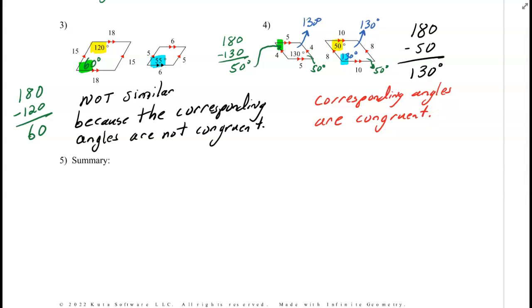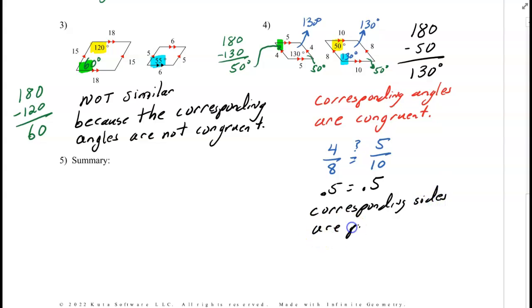But now I need to check the proportions or fractions. So the 4 goes with the 8. So is 4 over 8 the same as 5 over 10, since the 5 and 10 go together? Both of these decimals are 0.5. So that means the corresponding sides are proportional. So the two conditions to be similar are satisfied. Corresponding angles are congruent. Corresponding sides are proportional. So the figures are similar.